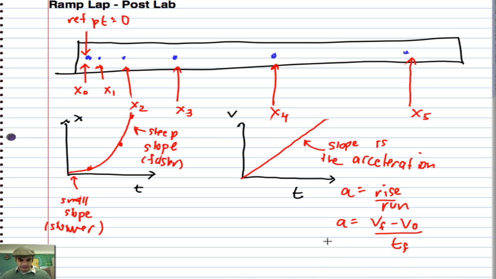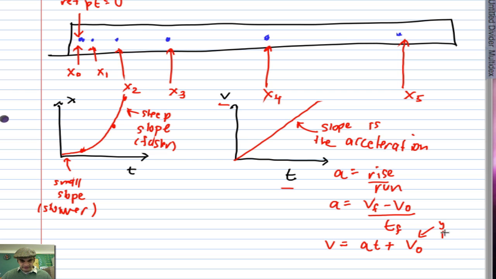And we got this formula that was basically v equals acceleration times time plus v naught. We're now on a velocity versus time graph. The initial velocity is the y-intercept, and this is the slope. So again, we're talking about a velocity versus time graph. And what we notice is that the velocity is changing.